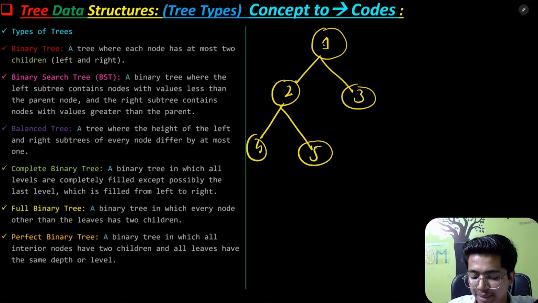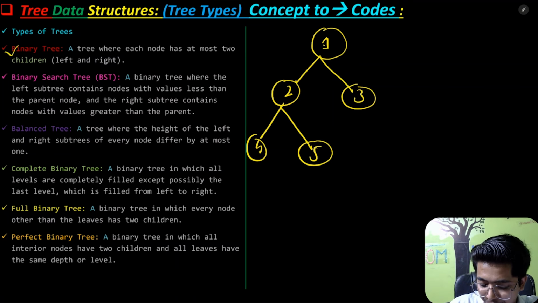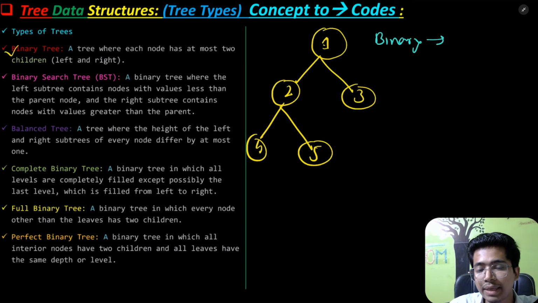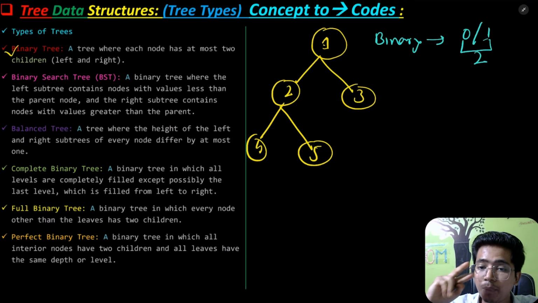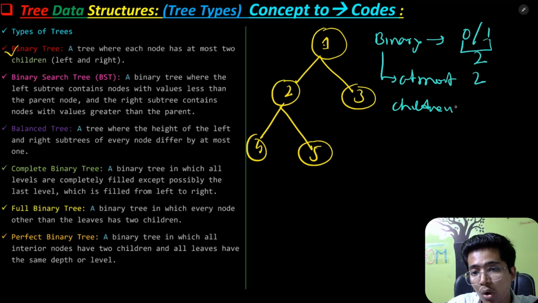First let's understand the binary tree. As marked here, what is a binary tree? A tree is a binary tree when it has at most two children. Just mark the word binary. What do you understand from this word binary? Binary means either 0 or 1, that means the value is 2. So whenever our tree has at most two children, then we call it a binary tree.